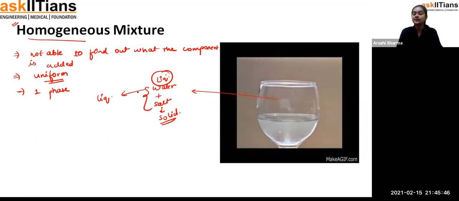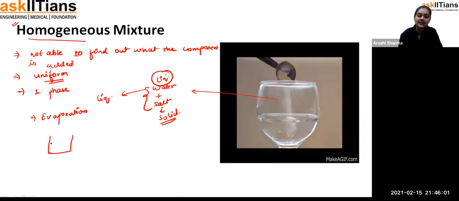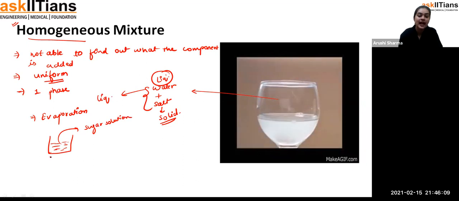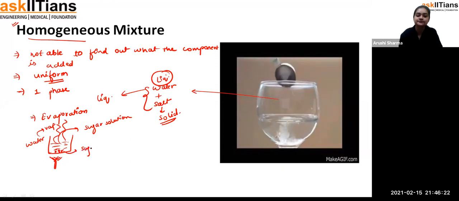In homogeneous, after dissolving, we will get only one phase, and we can separate it by using the vaporization method, that is evaporation. How? For example, if it is a container with sugar solution, and you are heating it, the water will convert into vapor, and you will be left with sugar only, and here it is sugar.